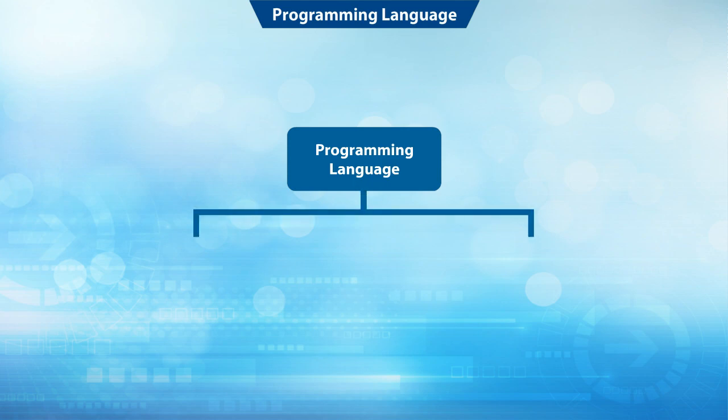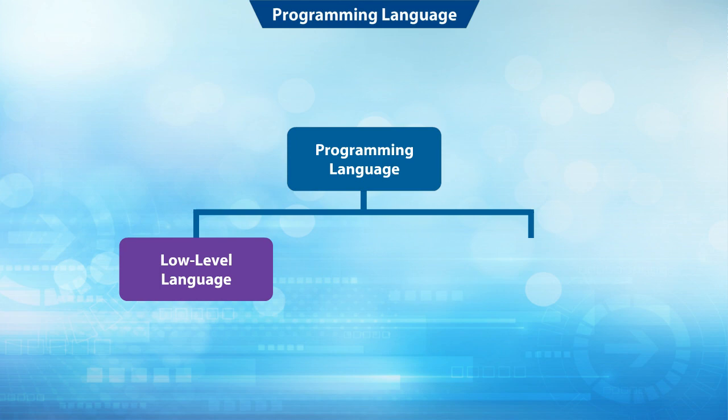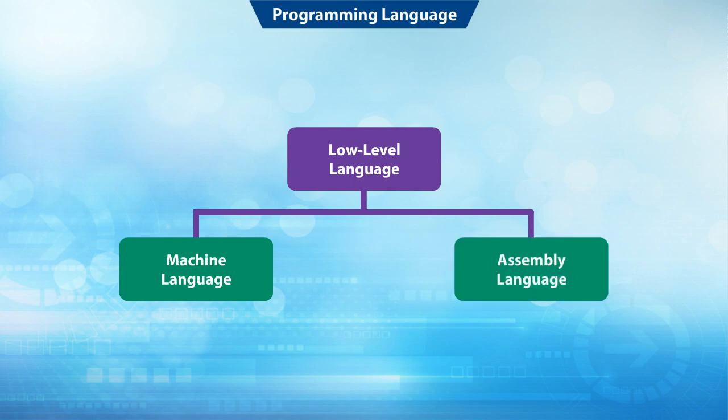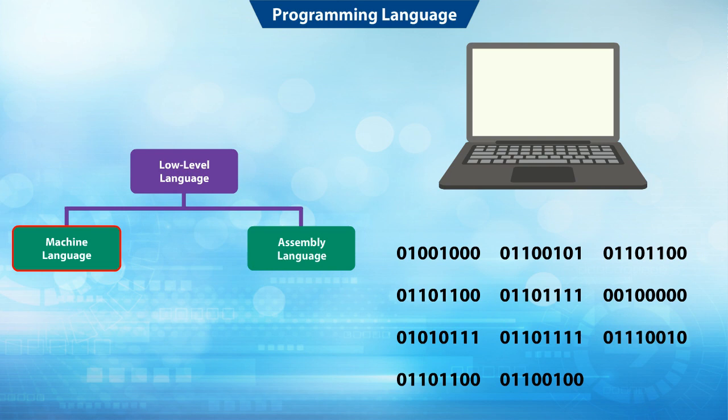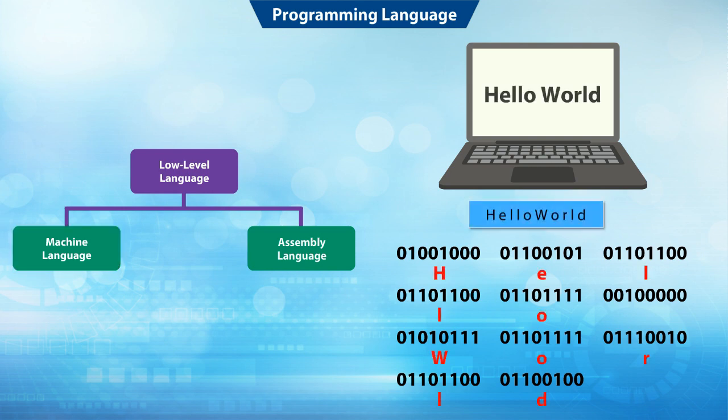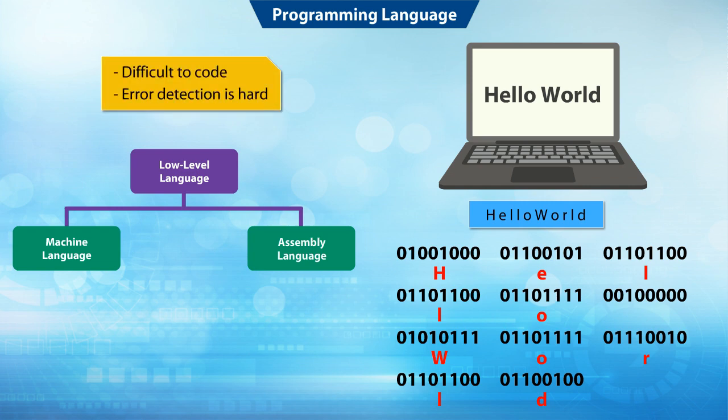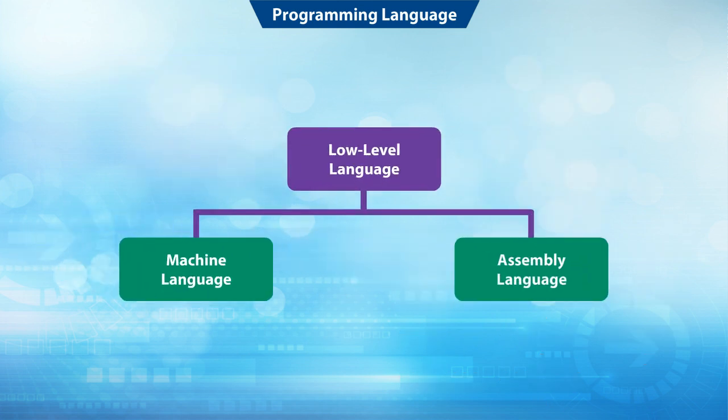There are two types of programming language: low-level language and high-level language. Low-level languages are machine language and assembly language. Machine language uses zeros and ones to write programs. Remembering a sequence of zeros and ones makes it difficult to code and find errors in machine language. To overcome this problem, assembly language is used.